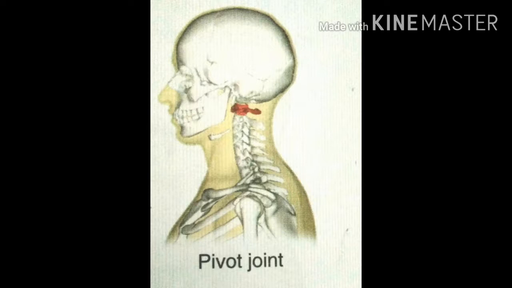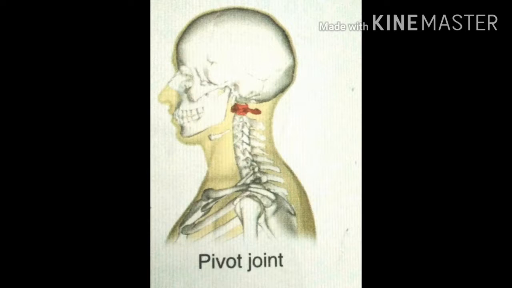This pivot joint is found between the first two vertebrae of the backbone. The skull is connected to the first two vertebrae of the backbone with a pivot joint. It allows our head to move sideways, upward and downward.